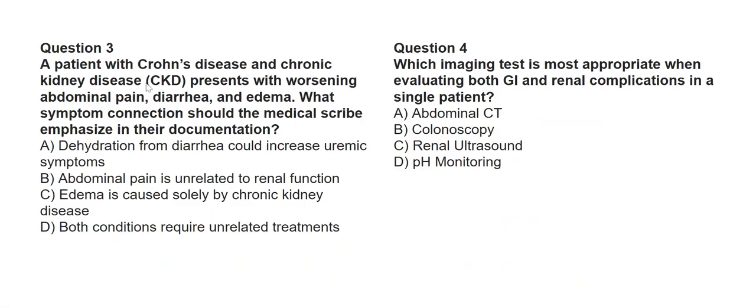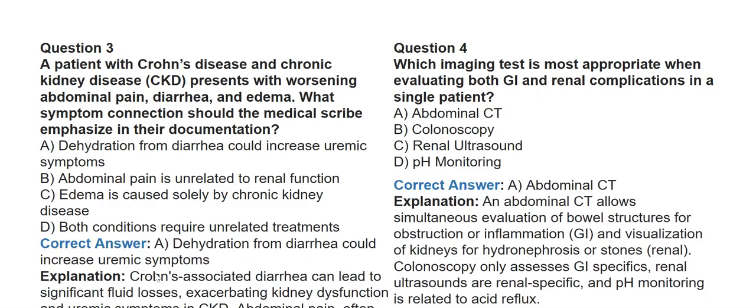Question 3. A patient with Crohn's disease, CD, and chronic kidney disease, CKD, presents with worsening abdominal pain, diarrhea, and edema. What symptom connection should the medical scribe emphasize in their documentation? A. Dehydration from diarrhea could increase uremic symptoms. B. Abdominal pain is unrelated to renal function. C. Edema is caused solely by chronic kidney disease. Or D. Both conditions require unrelated treatments. So the answer here would be A.